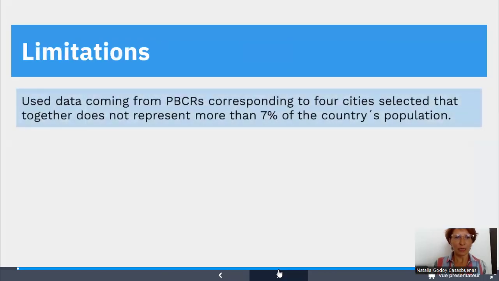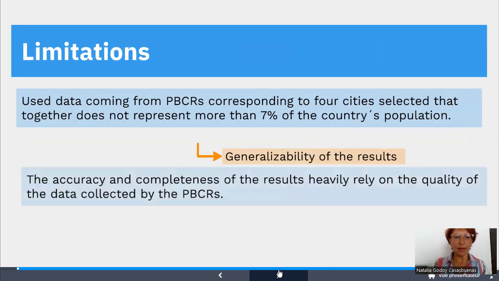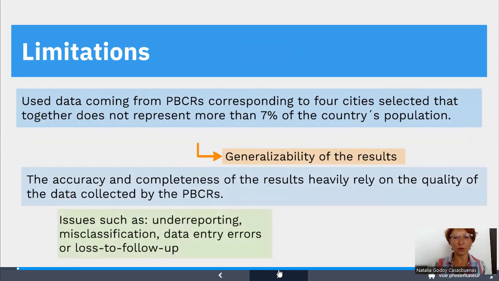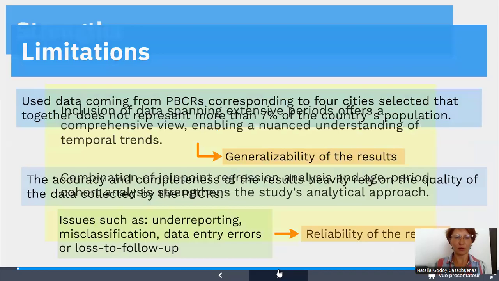We had some limitations, particularly that we used data from PBCRs corresponding to 4 cities that together do not represent more than 7% of the country's population, affecting the generalizability of the results. And also we have the issue of the accuracy and completeness of the results that heavily rely on the quality of data collected by the PBCRs, affecting the reliability of the results.